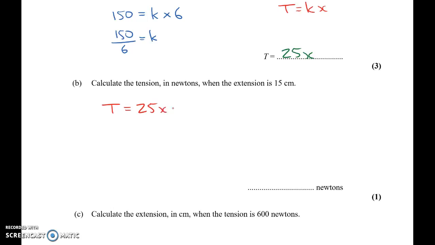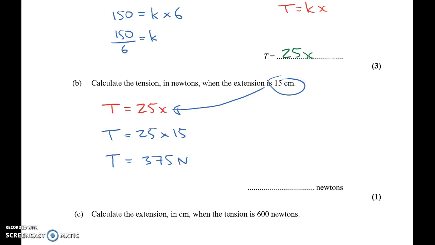Now it's asking us to calculate the tension in newtons when the extension is 15 centimetres. So we're just going to substitute this 15 centimetres into our extension value. So we'll get an equation that says T equals 25, which is our k, times our new value for the extension, which is 15. Okay, so T is 25 times 15. Well, 10 times 25, that's 250. If we halve, that's 125. So I reckon we've got 375. So 375 newtons.